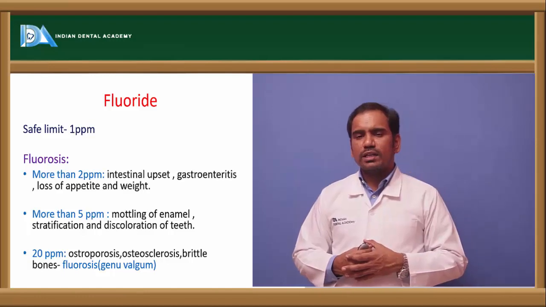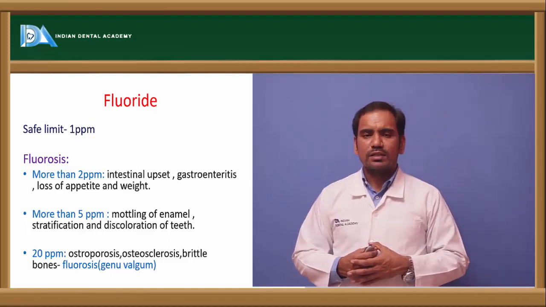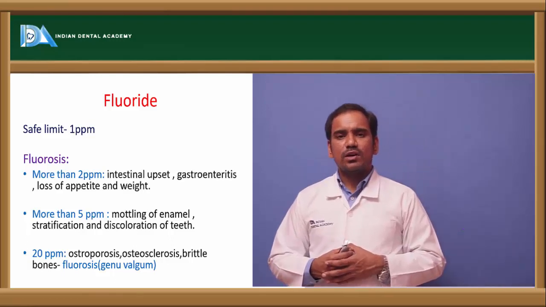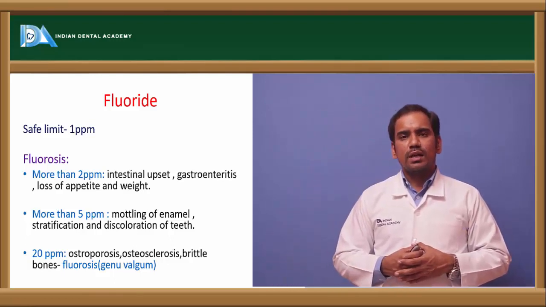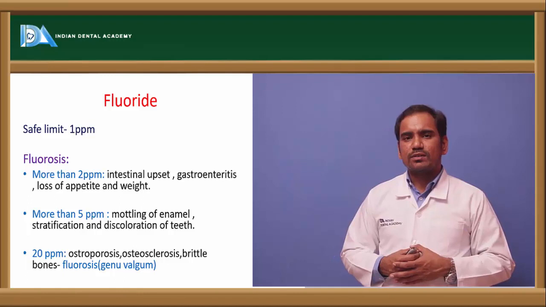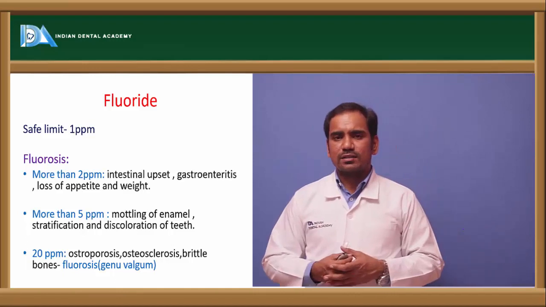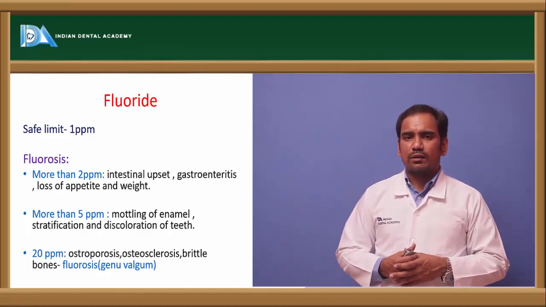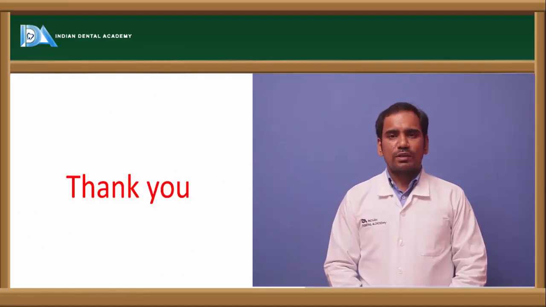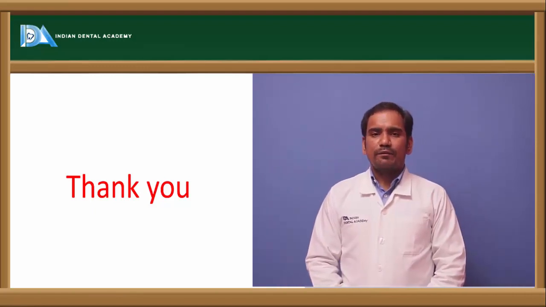Whenever the intake is more than 20 ppm, it leads to a condition called genu valgum. That is fluorosis; we call that condition genu valgum. In that condition there is osteoporosis and osteosclerosis. There is increased bone density when the intake is more than 20 ppm, and that leads to brittle bones. The risk of fractures increases in genu valgum fluorosis. So that's about minerals. We discussed calcium, iron, zinc, copper, and fluoride. Thank you.